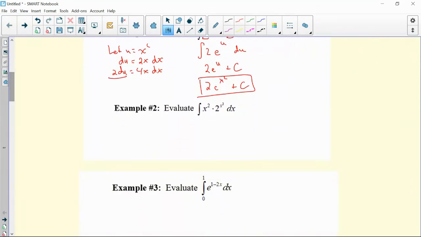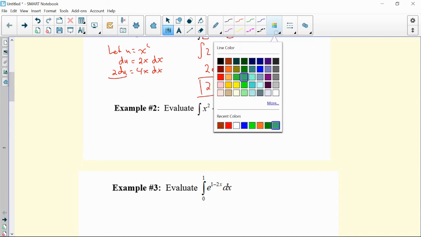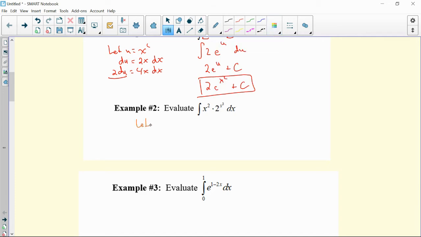Okay, next one. Same idea, except now we've got this extra step here because our base is 2. We'll go ahead and say let u equal the exponent. That's always a good bet for your u substitution. Du would be 3x squared dx. And then we only have an x squared dx, so we need a 1/3 du is equal to x squared dx. And then we do the integral.